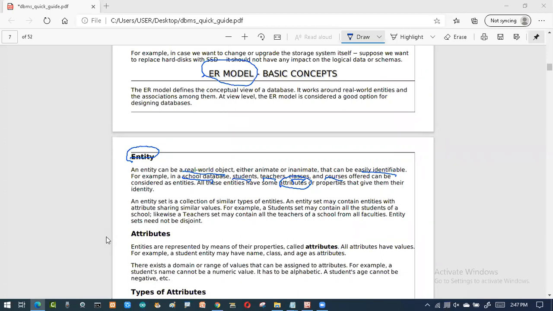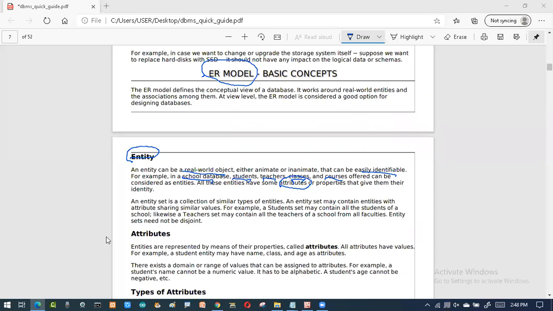So if I say the college database, there you will be finding the student entity, teachers entity, classes entity, courses entity. For each and every entity, it has attributes. Attributes are nothing but the properties or the characteristics of that particular entity. How will the attributes be there for a particular student? Say student roll number, student name. We discussed many examples in the previous classes. We are talking about these two major concepts, entity and attributes.